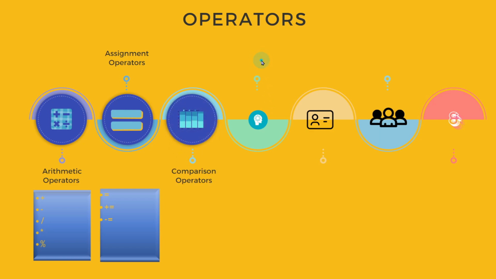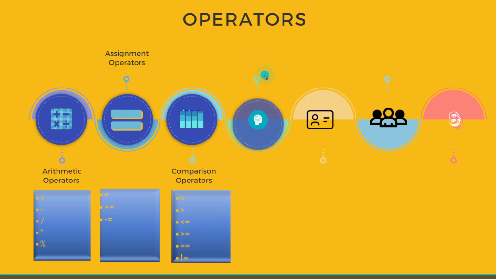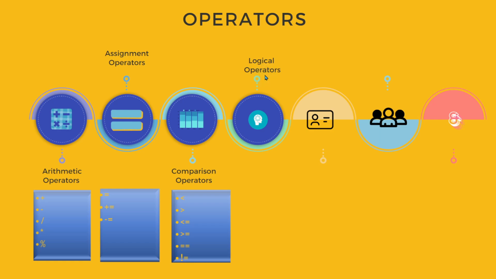The next one is the comparison operator. When we compare a and b, a is greater than b or a is less than b, those kinds of things we perform here with comparison operators. Next are the logical operators. Logical operators are mostly used in conditions where we want to make sure that condition a and condition b, or condition a or condition b. Operators like and, or, not are considered logical operators.